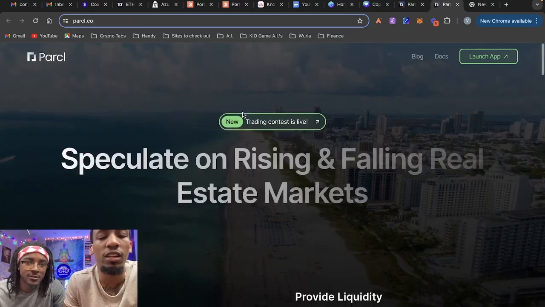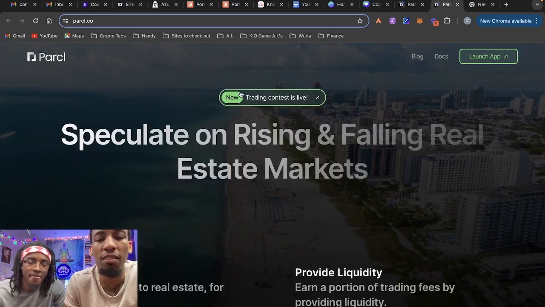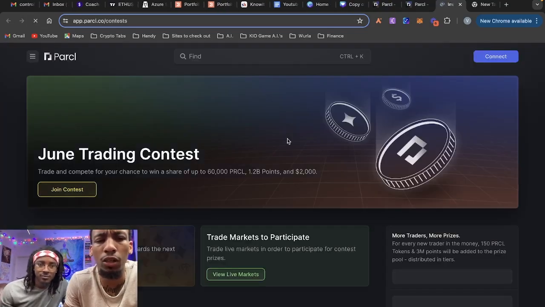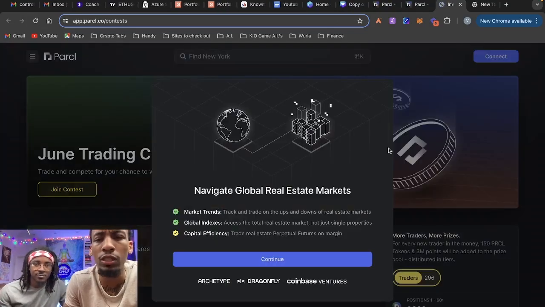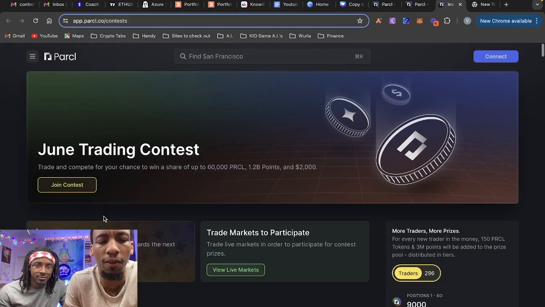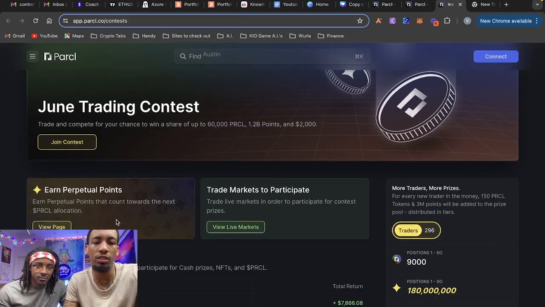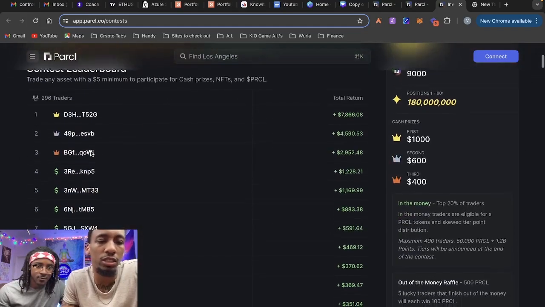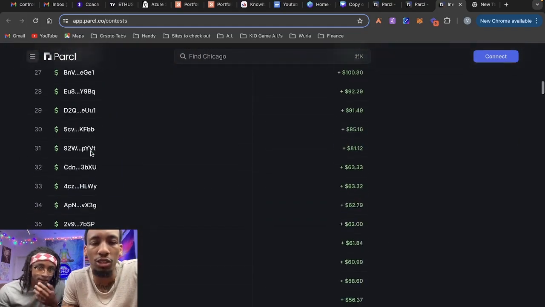All right, now here we are on the website. They have this trading contest going on where every month they have some winners, it seems like. I'm not going to connect to that. But you can earn perpetual points, and it basically gets you in line for the next Parcl allocation. And they have the wallet address winners here.